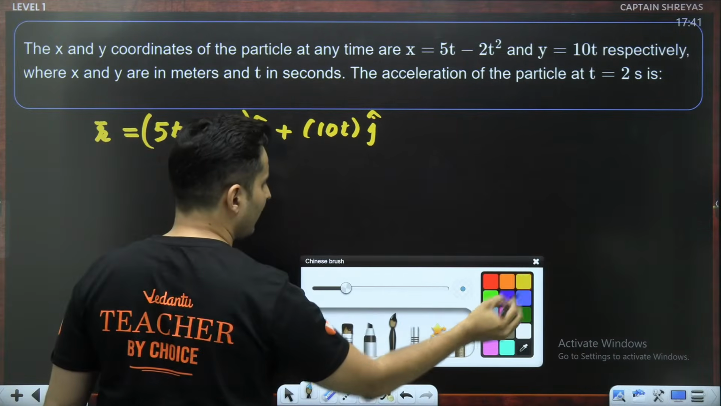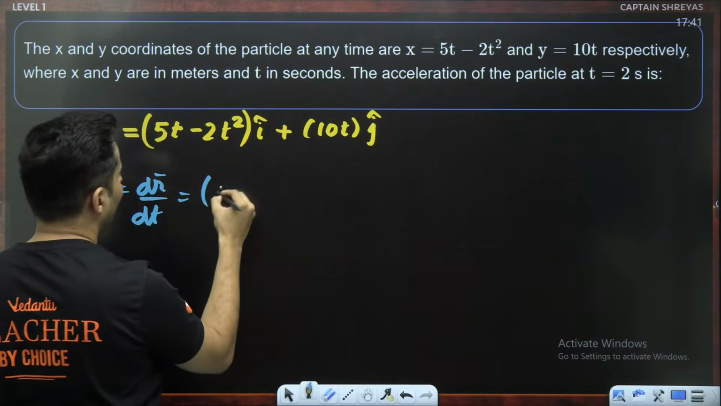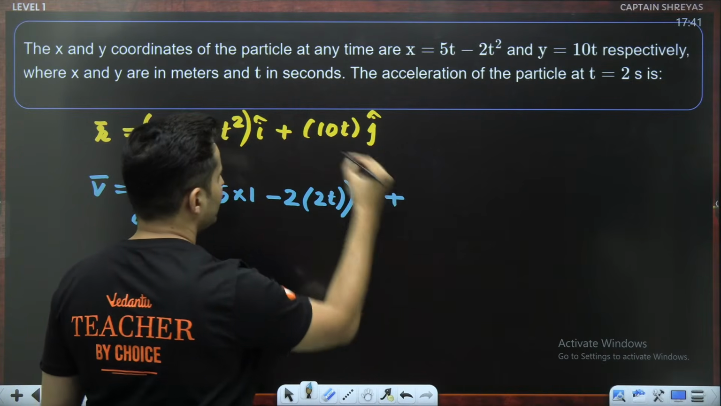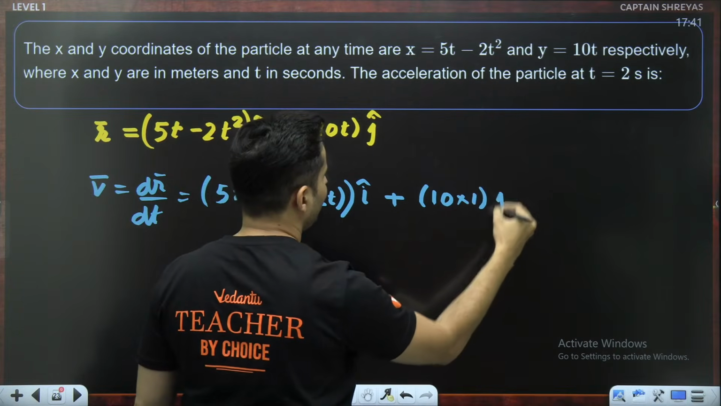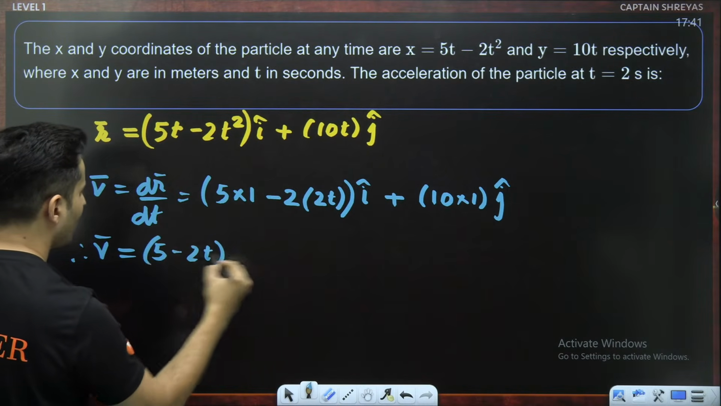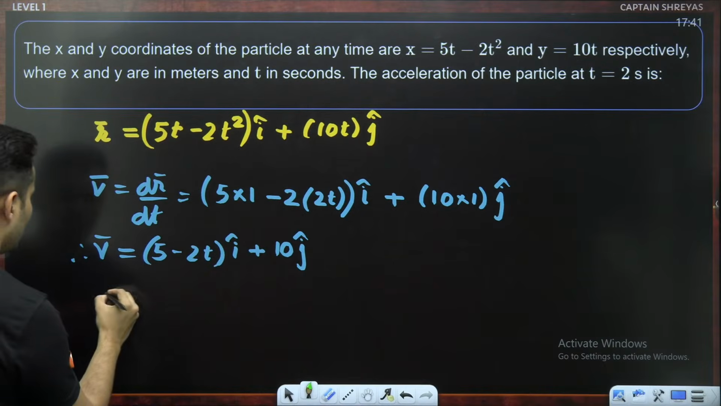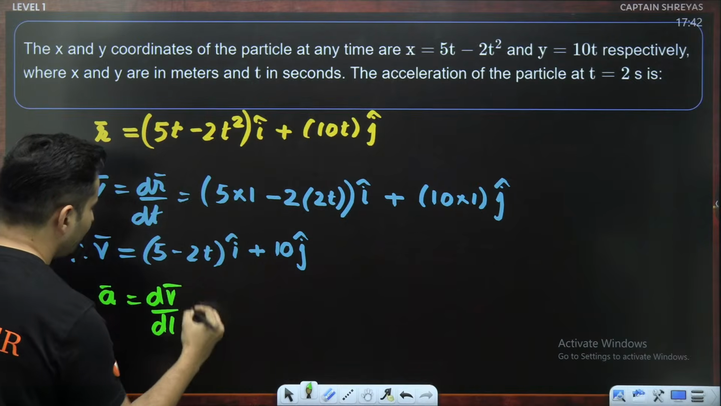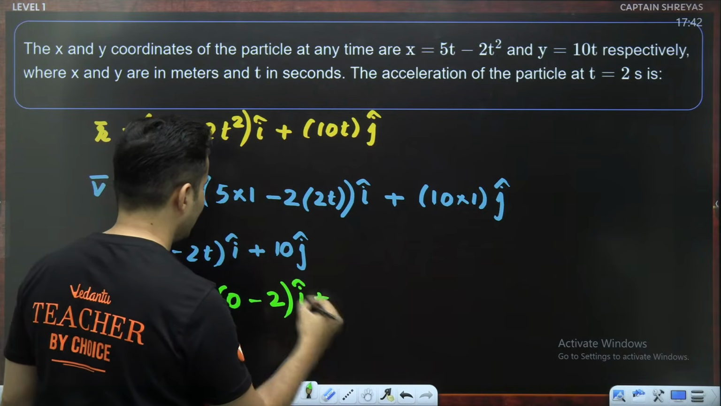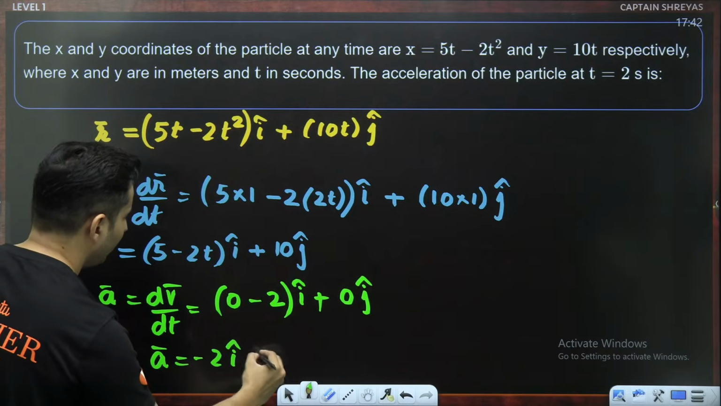So the first thing that we will do is find out the velocity. Velocity is the derivative of the position. So take the derivative of this. 5 into derivative of time is 1, minus 2 into derivative of t square is 2t, i cap, plus 10 into derivative of time is just 1, basically j cap. So the velocity will be 5 minus 2t i cap plus 10 j cap. But that's not all. We have to find the acceleration also. No issues. Acceleration is the derivative of the velocity. So when you take the derivative of this, 5 is a constant, derivative is 0. 2t's derivative is just 2. Plus 10 is a constant, so derivative is 0.